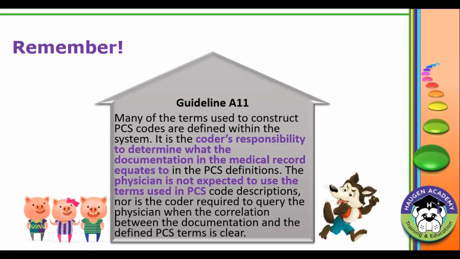A quick reminder, this is one of my favorite guidelines in PCS because it's always kind of been my soapbox that coders are not dumb, and we know quite a bit. I mean, you don't read medical records every day without picking up a couple of clinical tips. And guideline A11 basically says that we don't need the physicians to use the same terminology. It's our responsibility as coders to understand how the procedures are being performed and translate the physician's documentation in the operative report into the codes and the root operations.